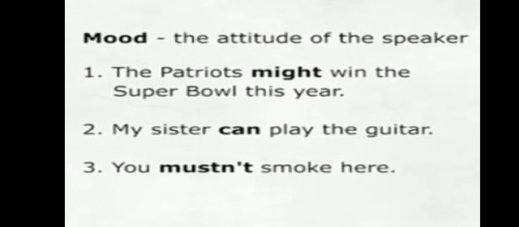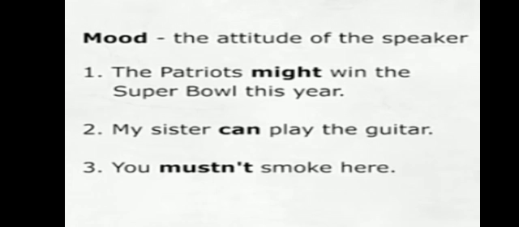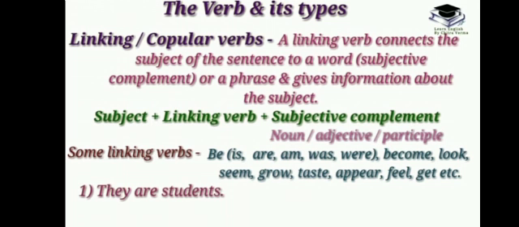Now students, over here then the modal auxiliaries. About the modal auxiliaries, you can see that they are showing the state or mood of the speaker, the attitude of the speaker. So over here you can see the Patriots might win the Super Bowl this year, which means that might is going to show the possibility or probability. And then my sister can play the guitar, you must not smoke here. So you can see that these modal auxiliaries are showing you the possibility, probability, and responsibility as well.